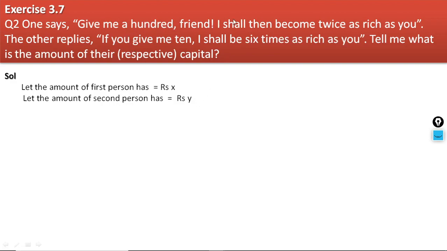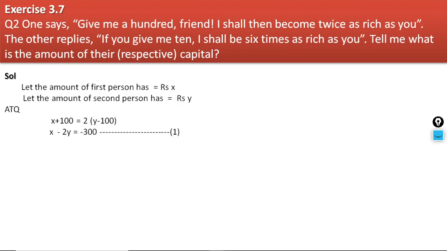Then the first one is saying that I shall become twice as rich as you. It means x + 100 = 2 times (y - 100). Because this 100 rupees has been taken from his account and added to his account, so it becomes twice as rich as the second person. By solving this, you get the equation.